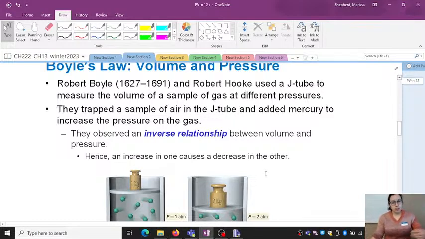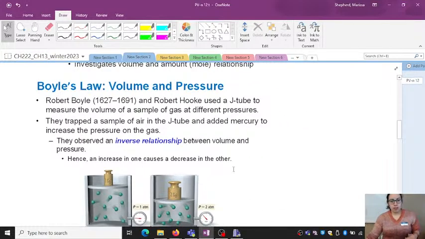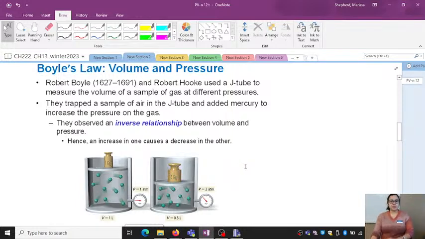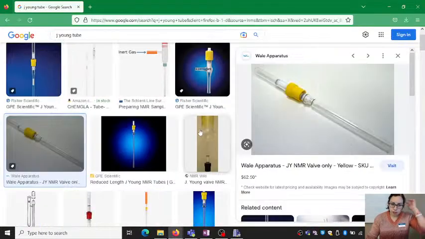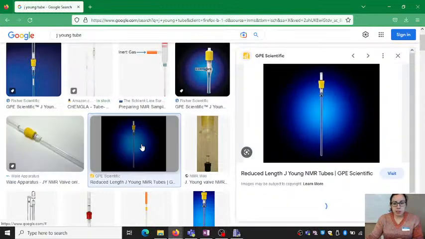And so it started kind of with Boyle's law. What they did is they took a little J tube, and, you know, look at what a J tube is. I'm going to regret trying to look for a J tube picture now. There we go. So this is essentially what a J tube is.